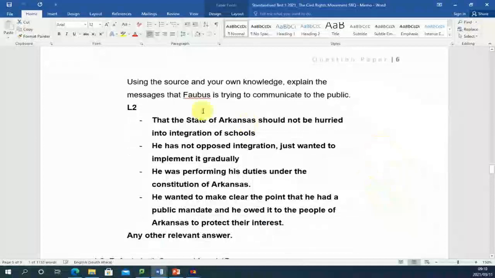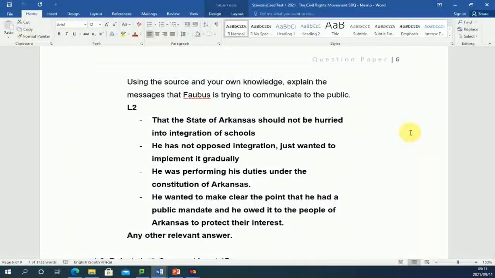Okay, using the source and your own knowledge, explain the messages that Forbes is trying to communicate to the public. Okay? So we now evaluate what he's trying to say. He's saying the state of Arkansas should not be hurried into integration of schools. He's saying that there needs to be a process. He's also stating that he's not opposed to segregation. He just wants to implement it gradually. Okay? Do it a little bit over time.